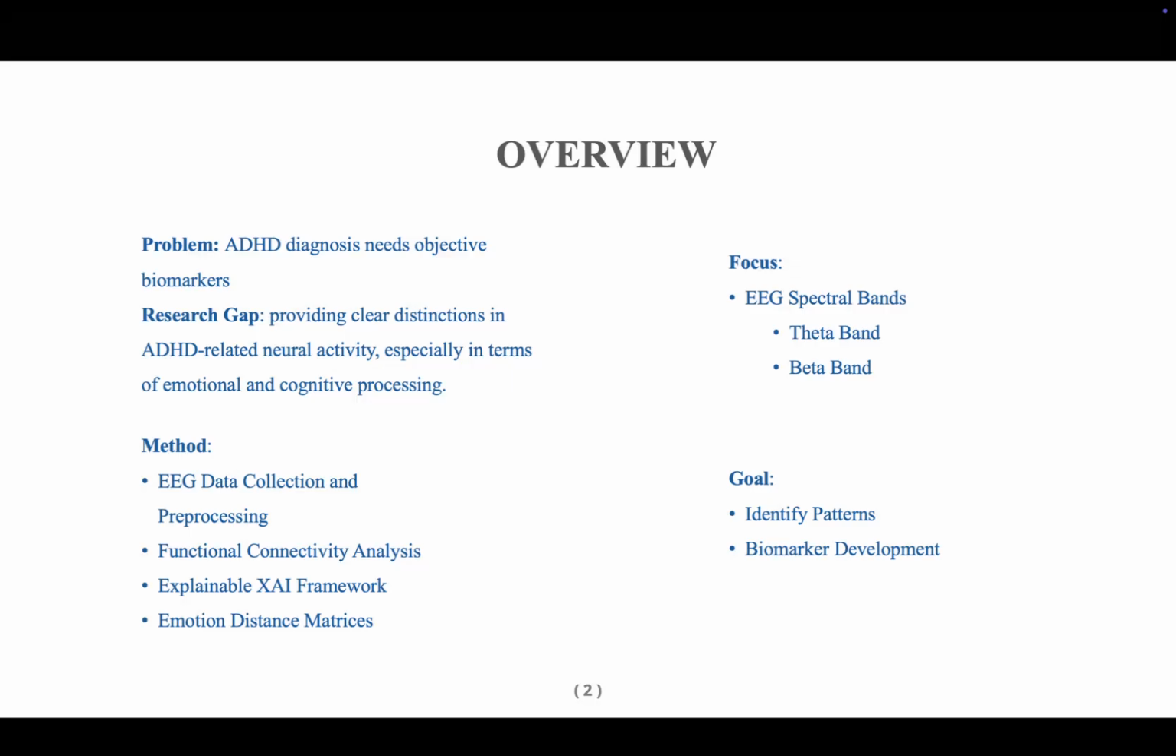These bands are crucial because the theta over beta ratio has been consistently associated with ADHD-related cognitive and emotional regulation difficulties. To achieve this, we utilized EEG data that underwent pre-processing for noise reduction and then applied a functional connectivity analysis. Using an explainable AI framework, we constructed connectivity graphs and emotion distance matrices to identify key patterns. Our goal is to uncover distinct connectivity differences between ADHD and non-ADHD individuals. We analyze emotion distance matrices to identify differences, providing insights into the disorder's neurobiological aspects.